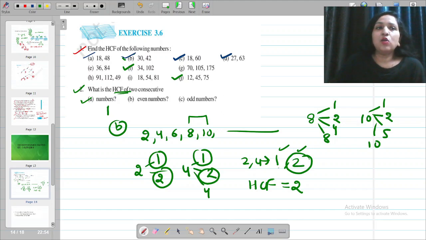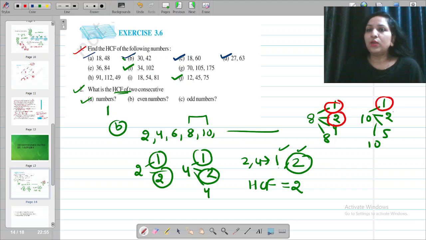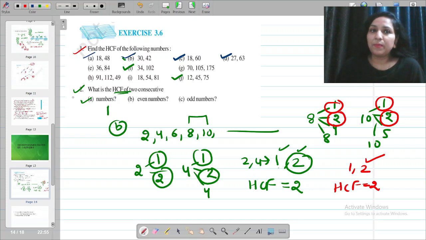Which factors are common in both? Have a look. 1 and 1, it's common. 2 and 2, it's common. Any other number which is common? We cannot find. So till now we have got two common factors, 1 and 2. We are looking for the highest common factor. What is the greatest number out of this? It is 2 only. So the highest common factor here is 2. For any two consecutive numbers, A part, it is 1. For consecutive even numbers, it is 2.